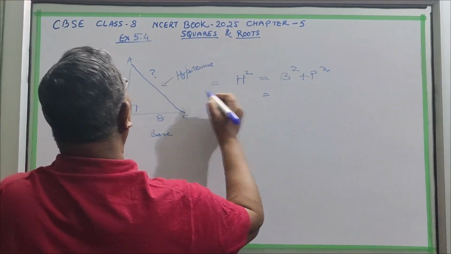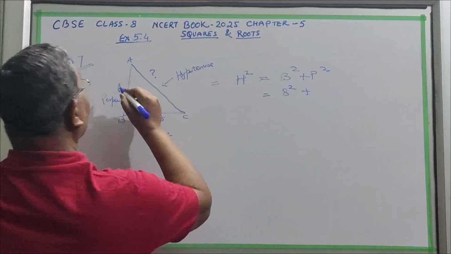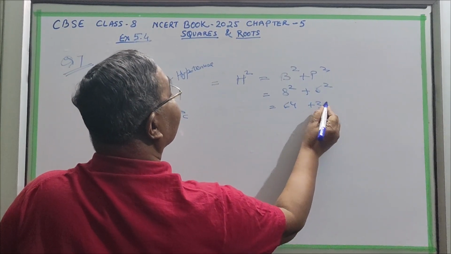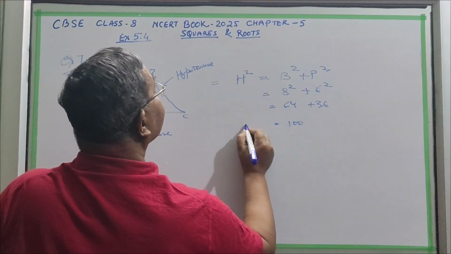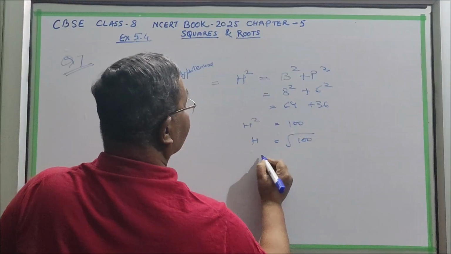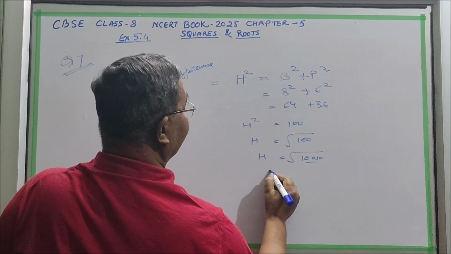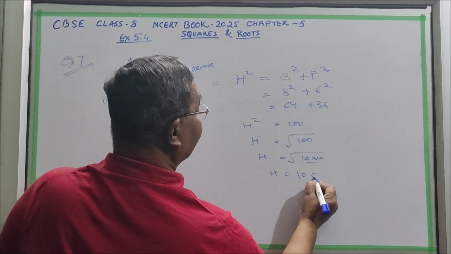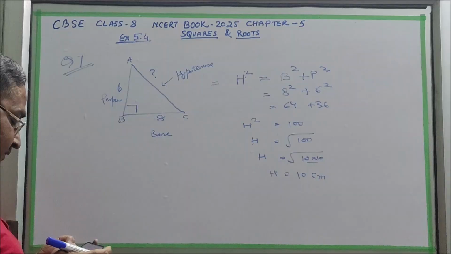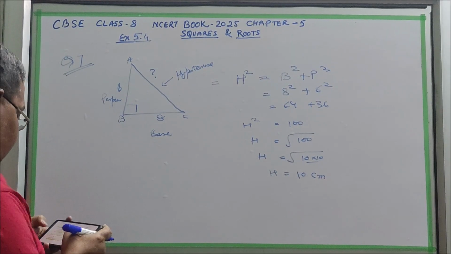So here base squared is 8 squared plus perpendicular 6 squared. So 64 plus 36 equals 100. This is equal to H squared. So H equals the square root of 100, which is the square root of 10 into 10. Here a pair is there, so H is equal to 10 centimeter. So your answer will be 10 centimeter. Okay, in this way we can find it out. Now question number 8.